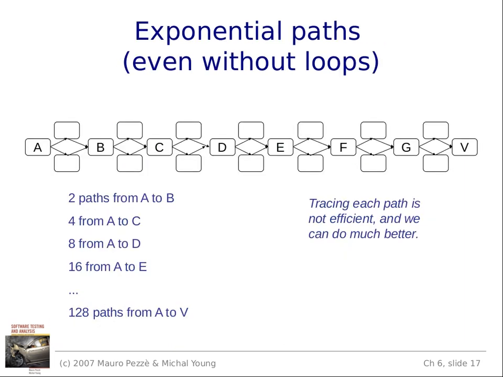Let me give you a picture of why this is a problem. Let's say you have A, which could go to either A sub 1 or A sub 2, and then back to B. And B could go to B sub 1, B sub 2. C could go to C sub 1, C sub 2, so forth and so on. Well, how many code paths are there? 2 from A to B, 4 from A to C, 8 from A to D, 16 from A to E, 128 from A to V.